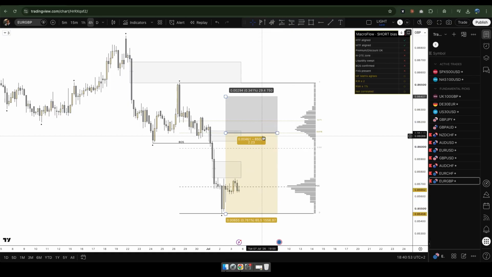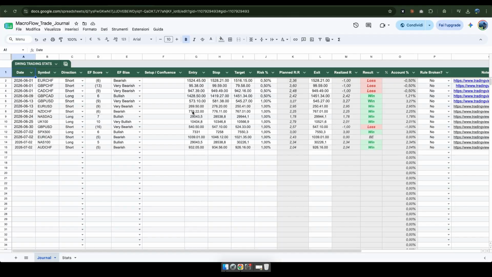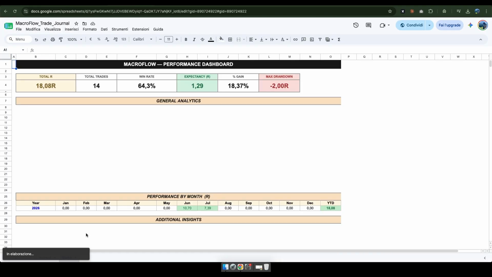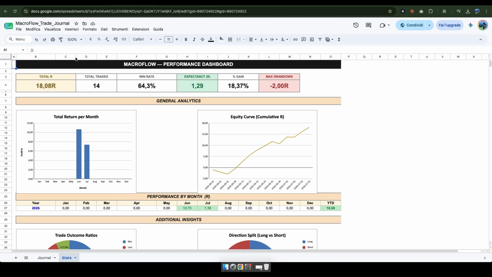Clearly, that's not a 100% win rate strategy. I'm documenting everything, every trade that I took. I have all of the statistics. I'm trying to pass prop firms. That's the prop firm that I'm trying to pass right now. We'll see how it goes.